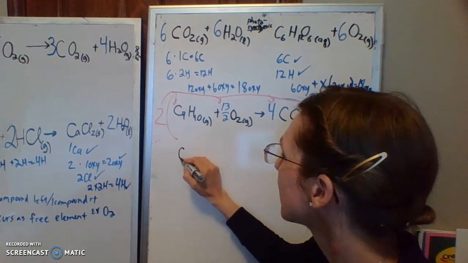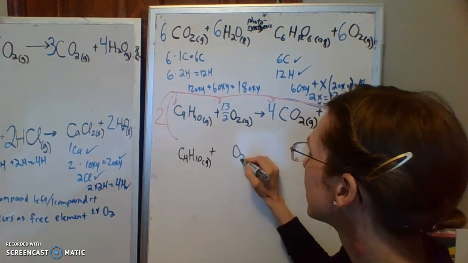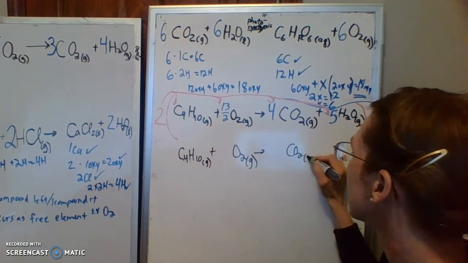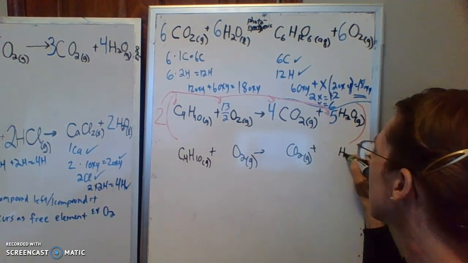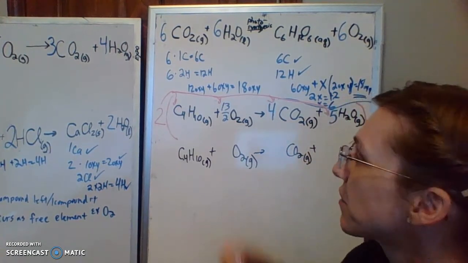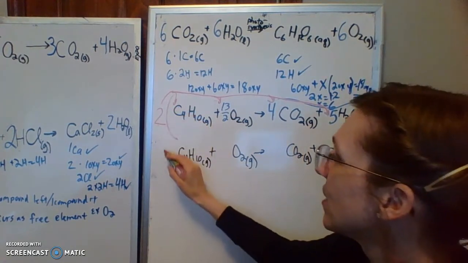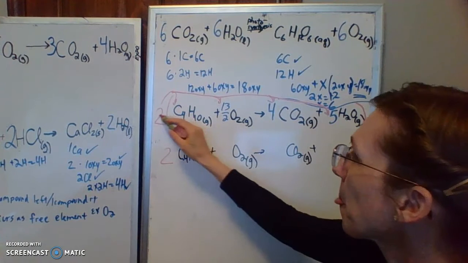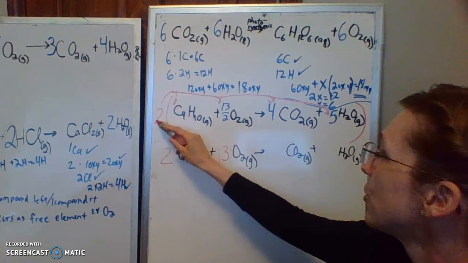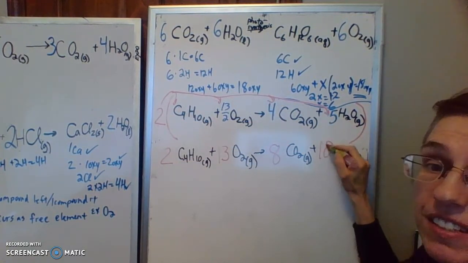So let me rewrite this equation without any coefficients. And now let's multiply through 2 times 1, because remember there's no coefficient there, it's just a 1. That makes that a 2. 2 times 13 halves gives us a 13 there. 2 times 4 gives us an 8. 2 times 5 gives us a 10.